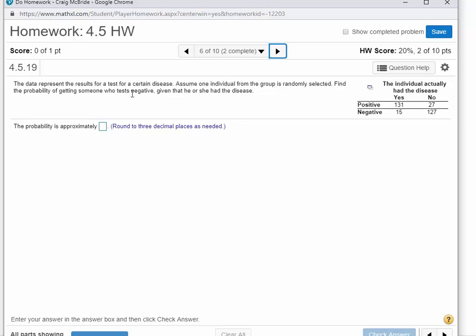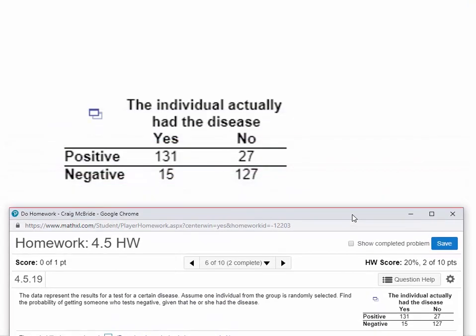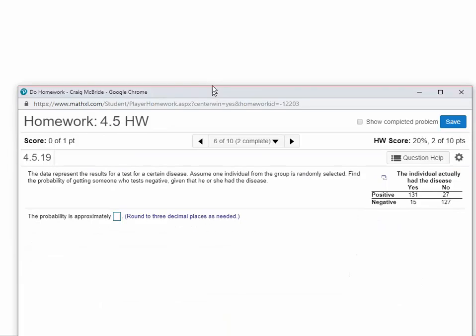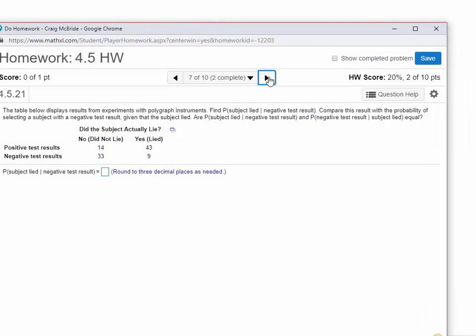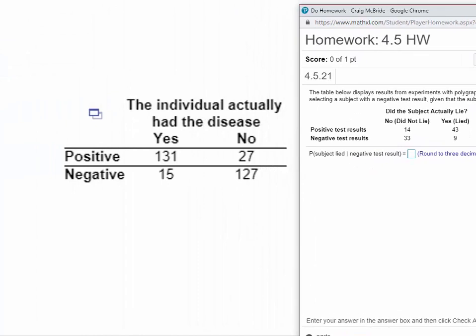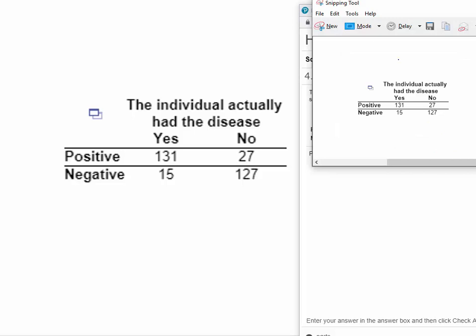right? Find the probability of getting someone who tested negative given that he or she had the disease. So we know that the person we're grabbing comes from the group of people who had the disease. So instead of looking at everybody, we're looking at just these 146 people, right? So those are all the people who had the disease. So out of those 146 people, what's the probability that we pick someone at random and they tested negative? Well, 15 out of 146. That's the answer. It's that simple. Probably a similar question. Find the probability that the subject lied given a negative test result. And then they're going to ask a bunch of other ones. So let's copy this table and go to work on these questions.